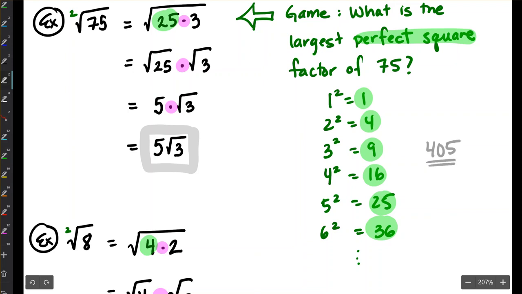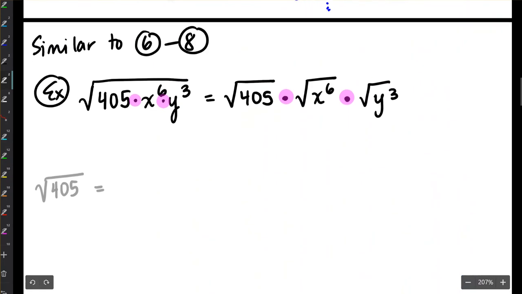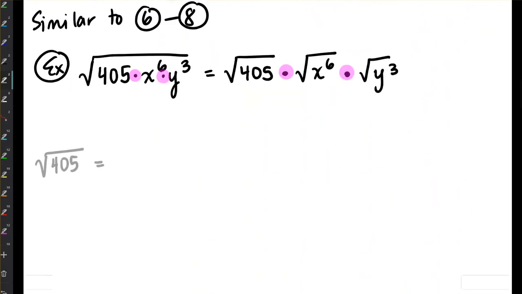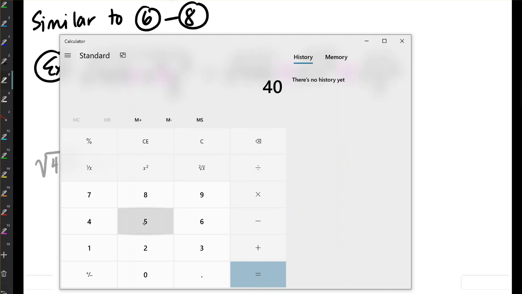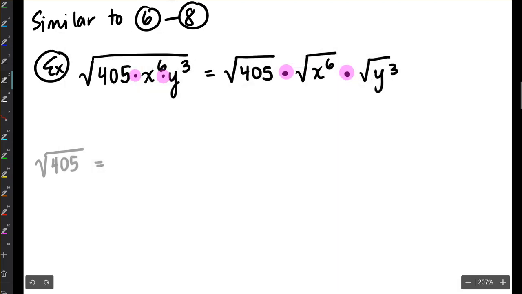One nice trick about the 9s is if you add those digits up together, 4 plus 0 plus 5, you get a 9. So I know 9 is going to divide in evenly there. So let's just do that on a calculator. 405 divided by 9 is 45. And using my product property, that's the square root of 9 times the square root of 45, and the square root of 9 is 3.